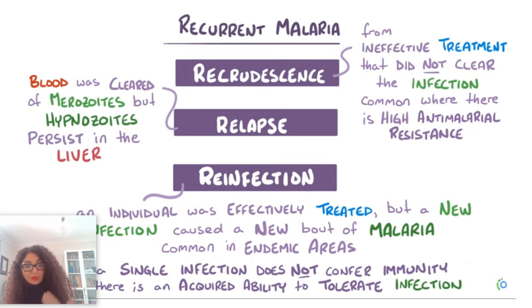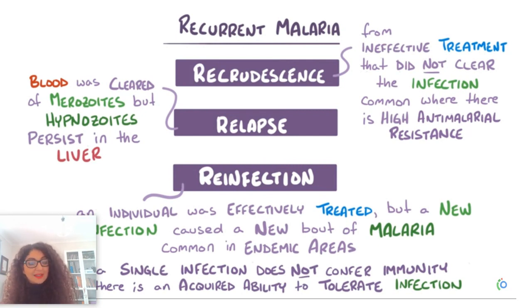Now, sometimes there'll be a relapse. And remember, when we looked at the different strains of Plasmodium, we said that you've got some that form merozoites straight away, and you've got some that form hypnozoites. Now, the problem there is, if you were to form hypnozoites and they stay in the liver, and you may have been infected by two different species.